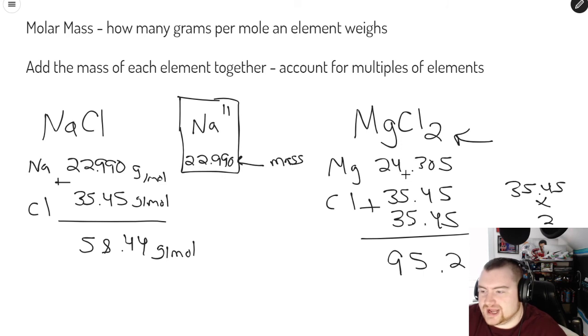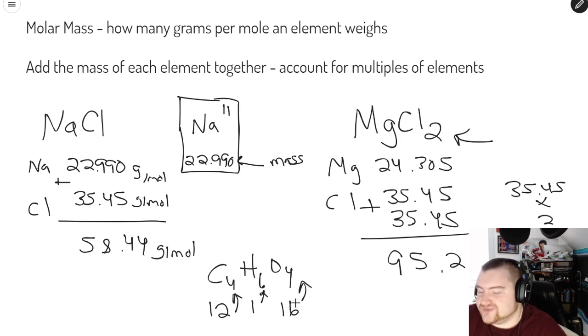So no matter what I give you, you just need to make sure we're looking at how many of each element that we have. So let's just say I did C4H6O4. You need to find carbon's mass, which is 12, and you'd multiply that 4 times. You find hydrogen's, which is 1, times 6. You do oxygen's, which is 16, times 4, and then you would add all of those numbers together to get your total molar mass. Okay, so this is just finding elements in the periodic table and adding them together.